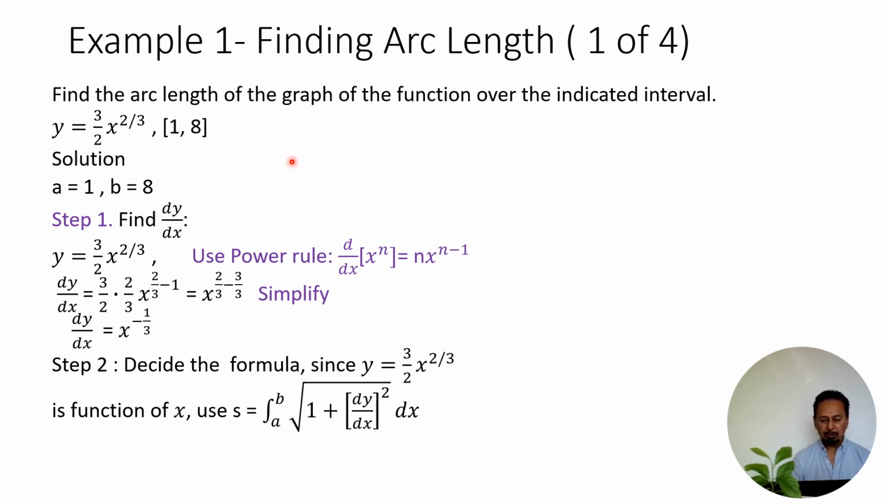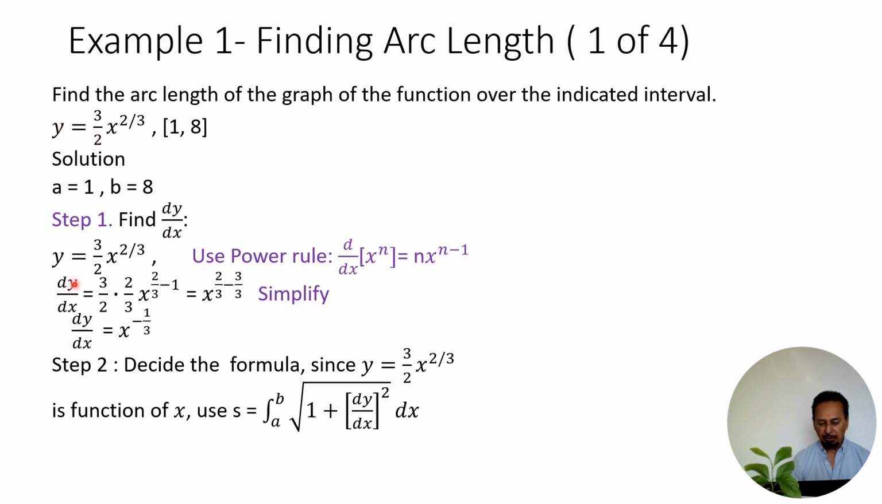Let's do an example here. Find the arc length of the graph of a function over the indicated interval. Here y is 3/2 x to the 2/3, the interval is 1 to 8. So a is 1, b is 8. The first step is we find dy/dx.